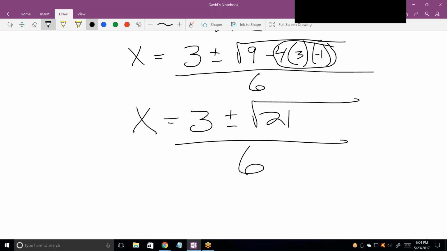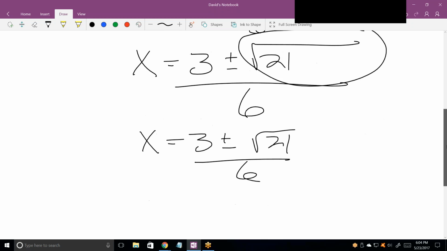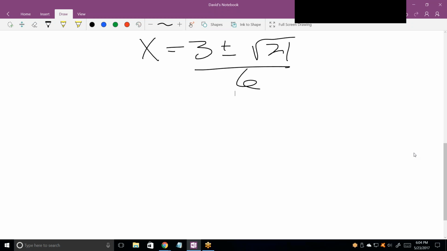Now, simplify that. It doesn't simplify. Okay. At this point, that's pretty much the answer. In other words, square root of 21 simplifies to root 7 times root 3. But that doesn't help. It makes 2 terms instead of 1. So that means it doesn't simplify.